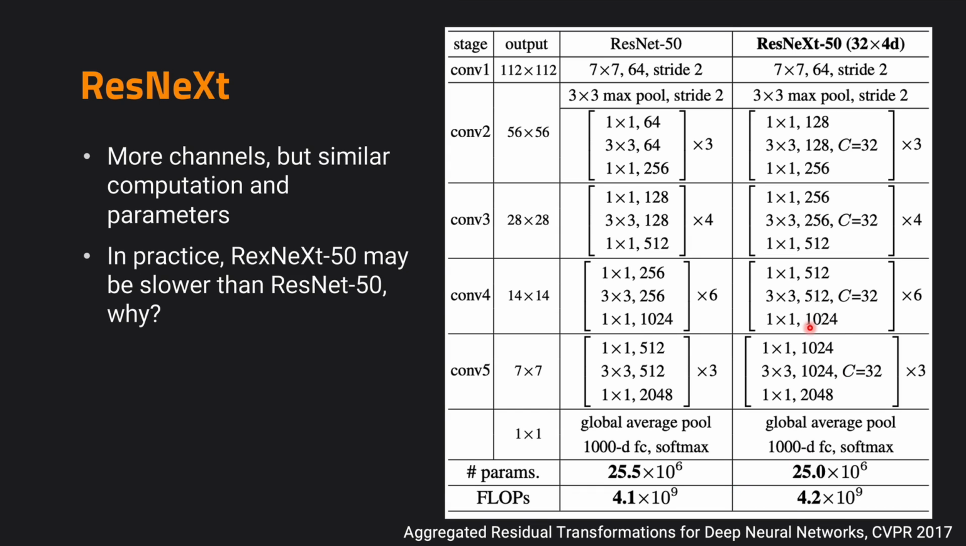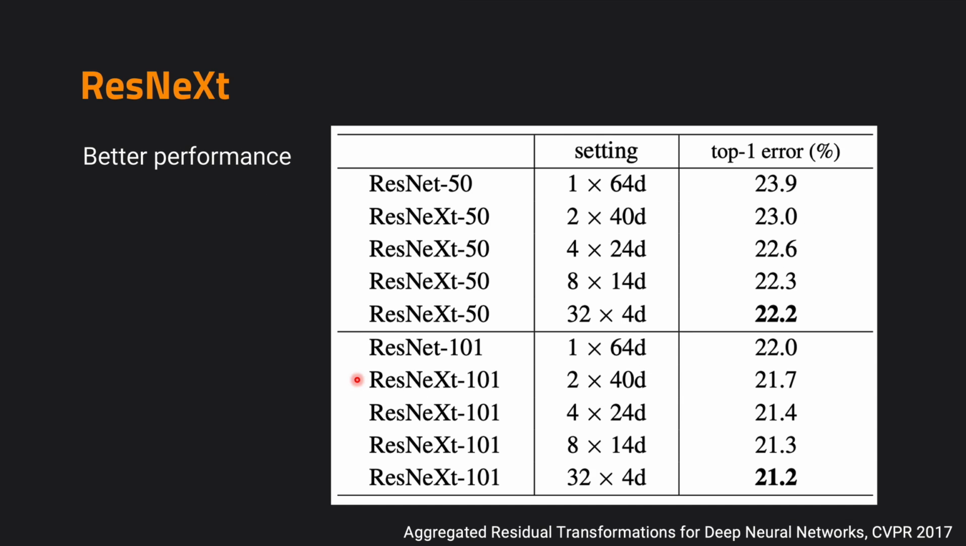And theoretically, we can learn more output representation at each layer, but at the same time without an increased number of parameters and theoretical computation. But in practice, say ResNeXt 50 can be slower than ResNet 50. Can you guess why that happens?